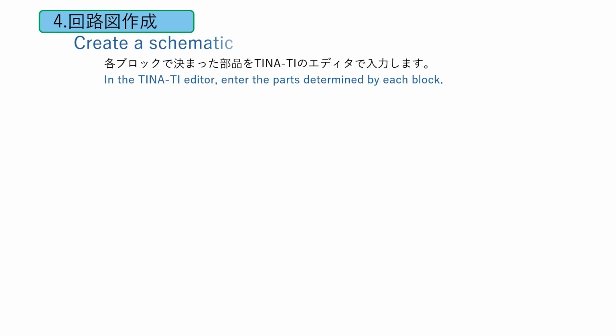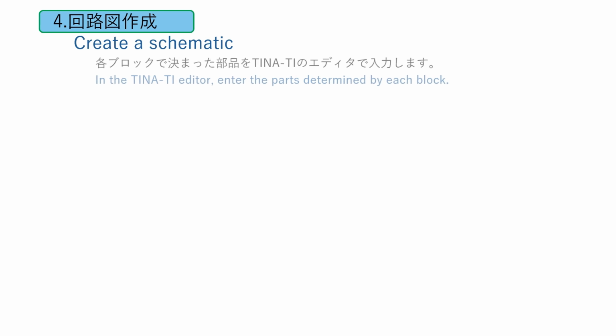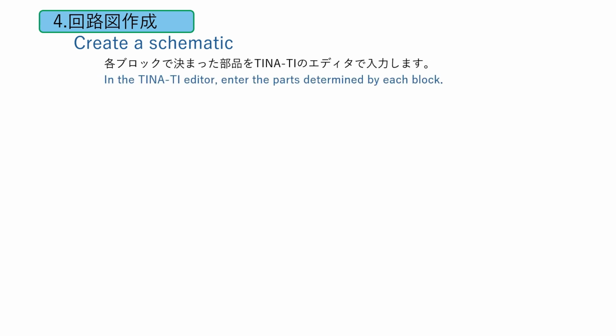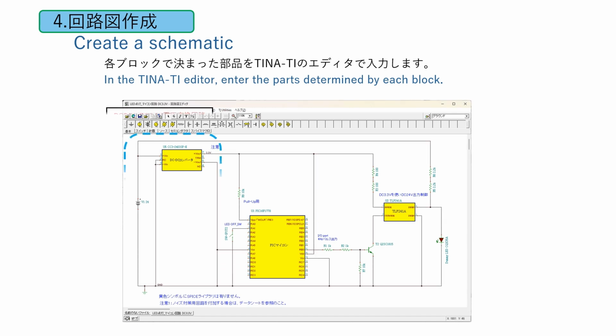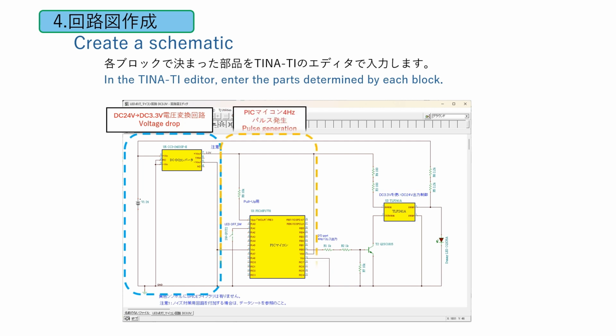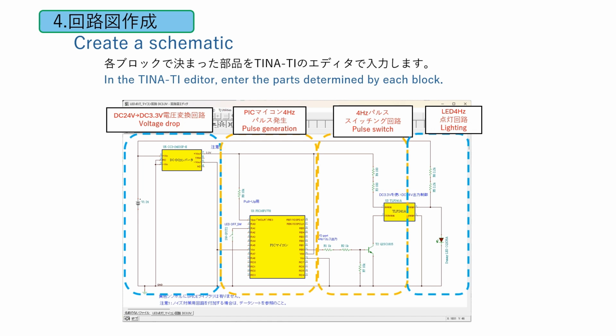4. Create a schematic. In the TI editor, enter the parts determined by each block. The yellow symbol indicates a new creation. There is no SPICE library. Enter the main parts. Terminate the wires including passive parts, resistors. It is a circuit composed of 4 blocks: voltage drop, pulse generation, pulse switch, lighting. In part 3, I will design a 4 Hz pulse switching circuit.